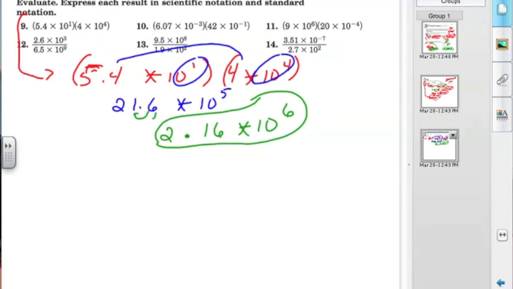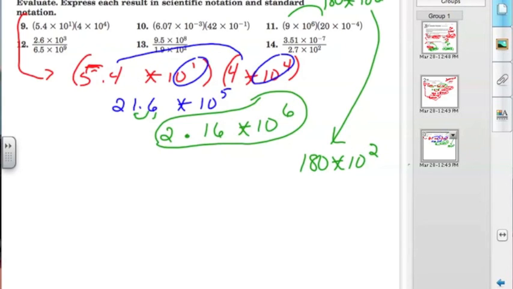Now, moving on, we go up to number 11. We have 9 times 20. Well, obviously that's 180. We have 10 to the 6th. Now remember, if you have like bases, 10 and 10, you can just add the exponents. So I have 6 minus 4 in this situation because I'm adding a negative. So 6 minus 4 gives me times 10 to the 2nd power. Now, that's not a very nice number. I have 180 times 10 to the 2nd.